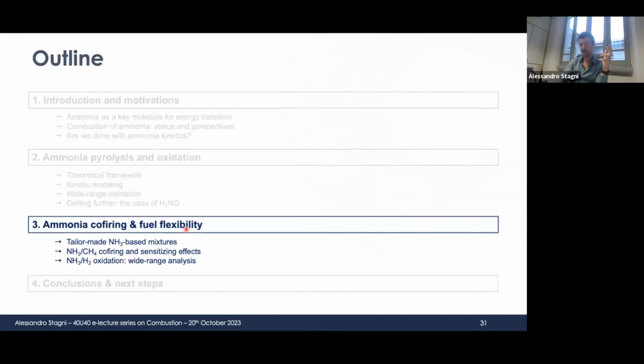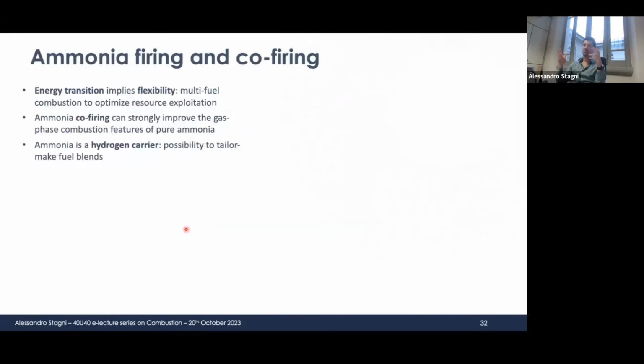Once the part related to ammonia pyrolysis and pure ammonia combustion was, let's say, completed, we moved to ammonia oxidation in co-firing mode. Why this? Because energy transition means flexibility. In order to optimize resource exploitation, we very often need combustion of several fuels. On the other side, ammonia co-firing can strongly improve the combustion features of ammonia, which are particularly weak in terms of autoignition delay or laminar flame propagation and so on. Second, ammonia is a hydrogen carrier, so we can obtain hydrogen starting from ammonia itself.